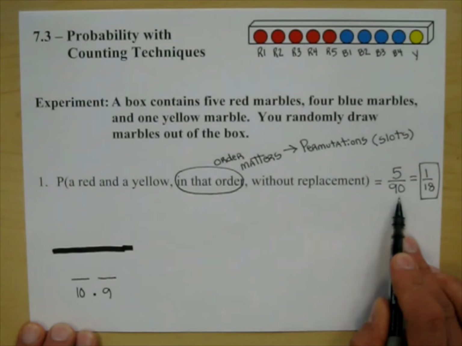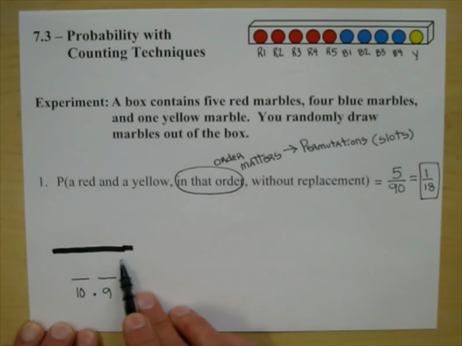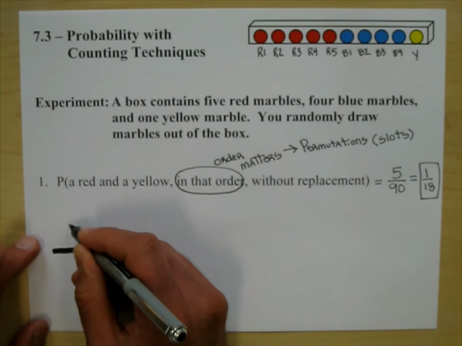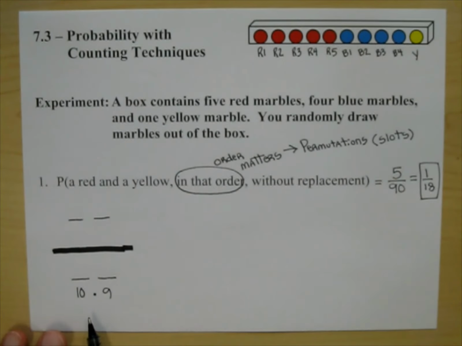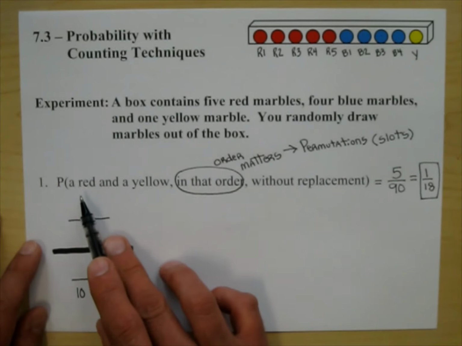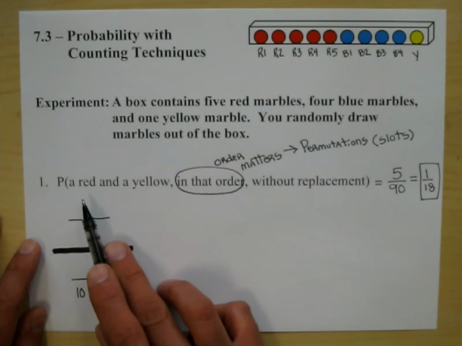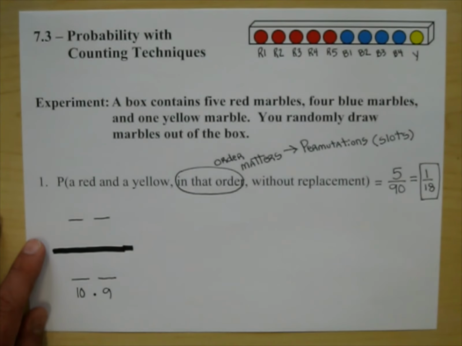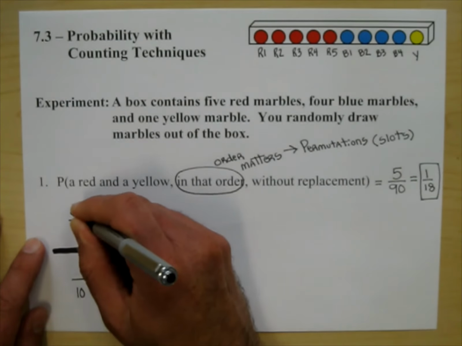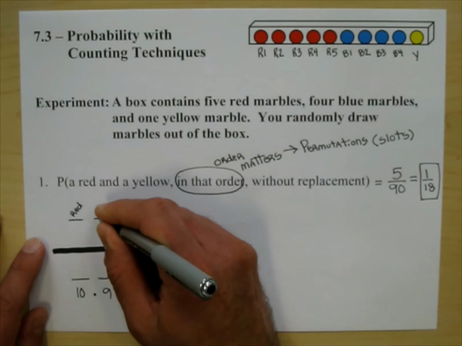But we don't have to draw all 90 marbles. Now the top of this fraction is what I want, and I'm going to use slots to do that as well. Now sure, I could have used my notation 10 pick 2, but I didn't want to do that. I wanted to do it this way using slots. Now look at the top. The top is what I want. I want this one to be red, and I want this one to be yellow.